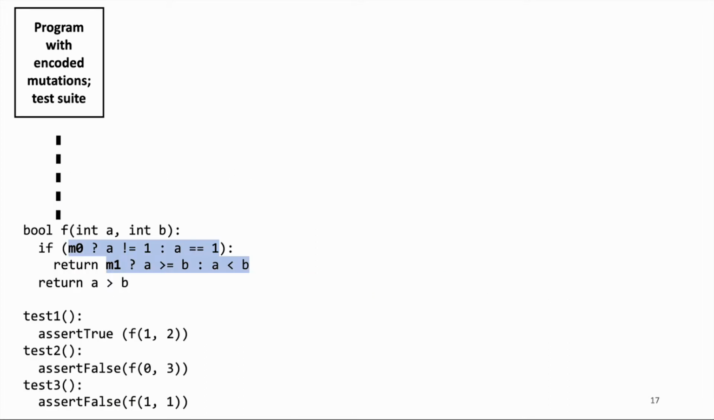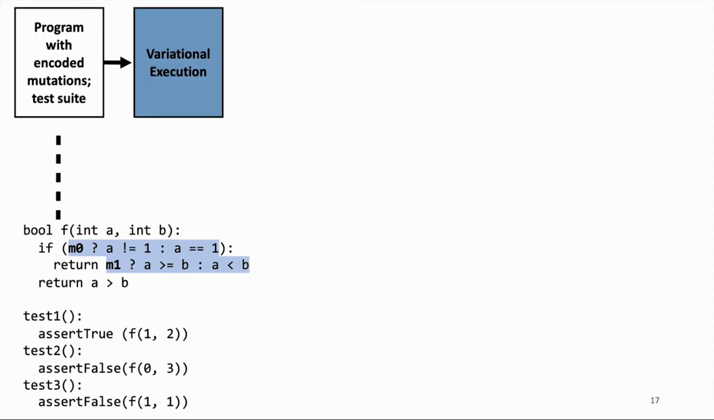Let me give you an overview of how we use variational execution to search for strongly subsuming higher-order mutants. First, as a preparation step, we generate all first-order mutations in a program using common mutation operators. We then encode all the first-order mutations into one metaprogram so that we can use variational execution to explore different combinations of them. In the example shown below, we encode two mutations by expressing them as conditional expressions, where the conditions are Boolean variables that control whether or not a mutation is applied.